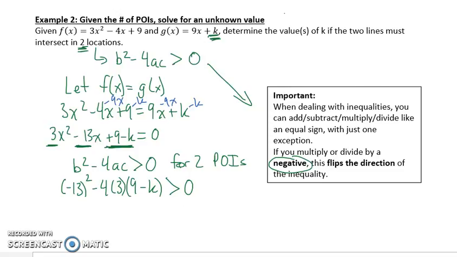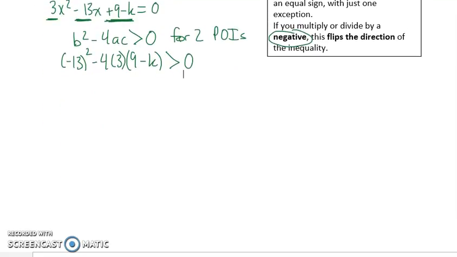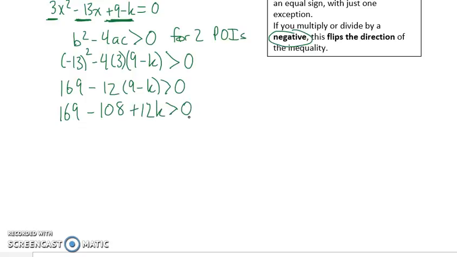So we need to expand this out and isolate k. Negative 13 squared is 169 minus 12 times 9 minus k. And then continue to expand this out using the distributive property. We get 169 minus 12 times 9 is 108. And then negative 12 times negative k is plus 12k. It's greater than 0. So what I'm going to do here is bring the k over by subtracting it, just so you can see how this inequality would flip if we had to divide by a negative. So I'm subtracting 12k from both sides.